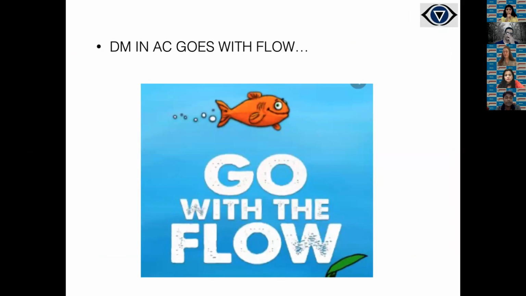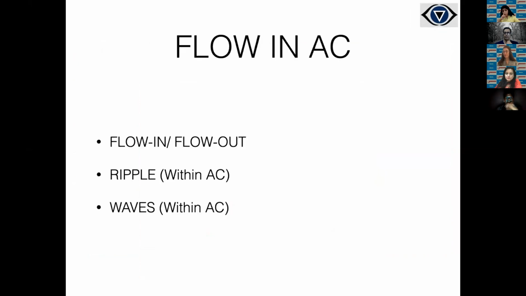One very important thing is that Descemet membrane in the AC goes with the flow. The way the fluid is going is the same way that your DM is going to go. So you need to understand it's a small membrane, and the concepts of DSEK will not apply here. And then, one is flow in and flow out. The fluid can go from the AC to outside and then outside to the AC, and the DM will follow that.